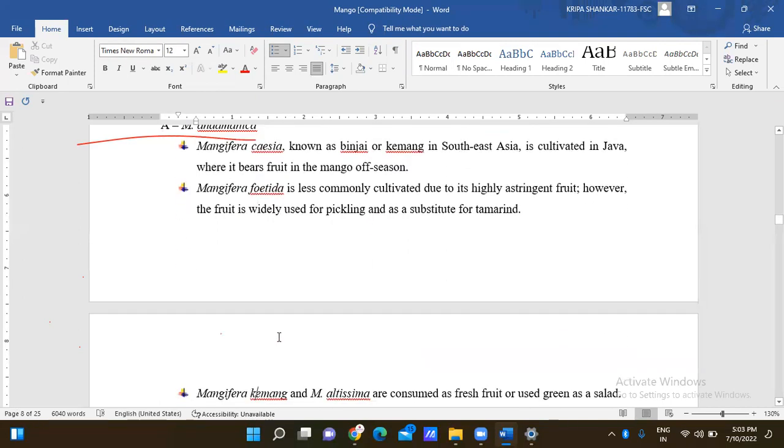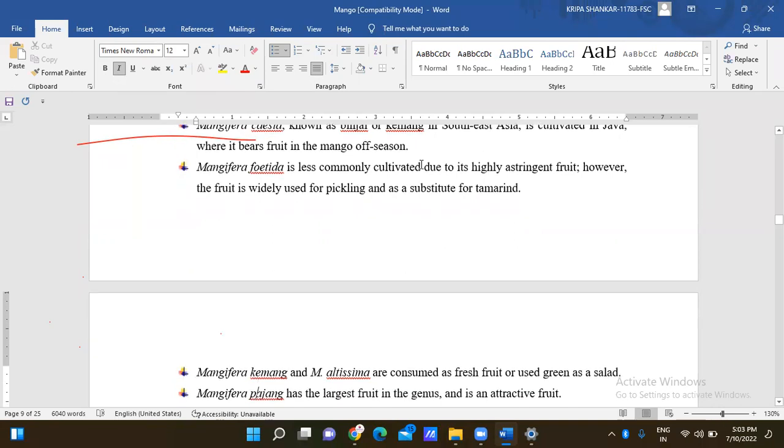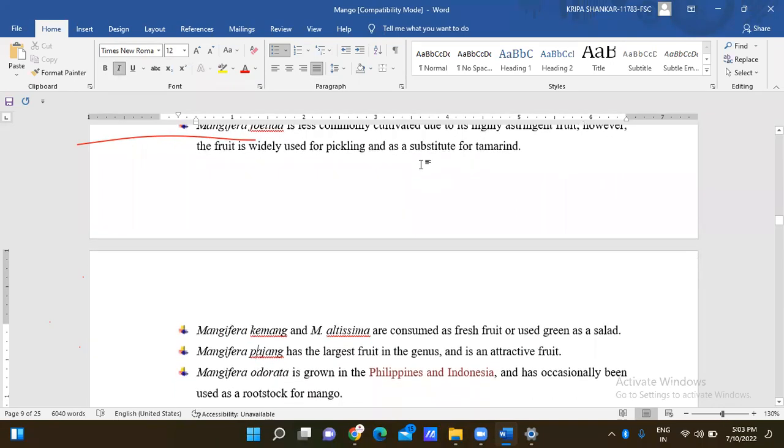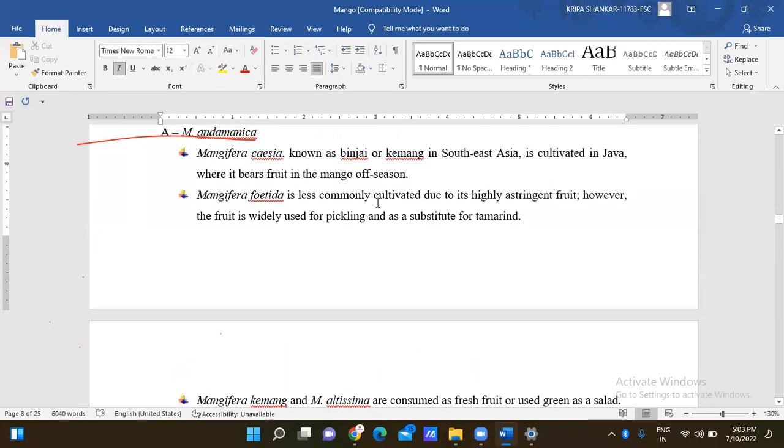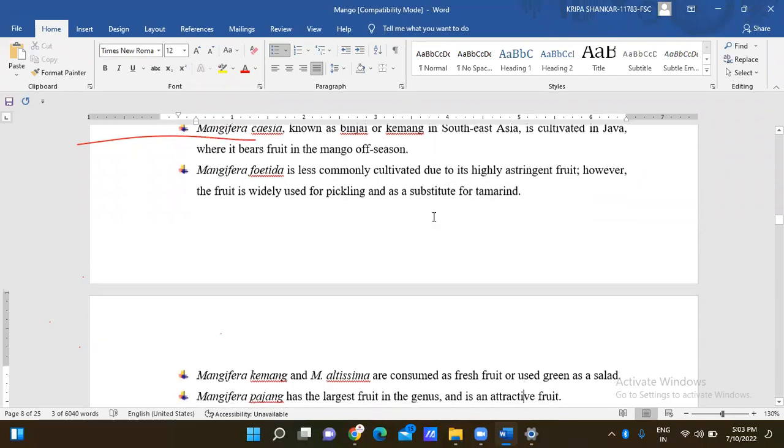Okay, there are some most common species which are mentioned in the KB book, written by Eliud, where different species and different characters are given. See, in the case of Mangifera foetida, it is less commonly cultivated due to its highly astringent fruit. However, the fruit is widely used for pickling, as a substitute for tamarind. So they may ask which species of mango is used as a substitute for tamarind. So you can go for Mangifera foetida.